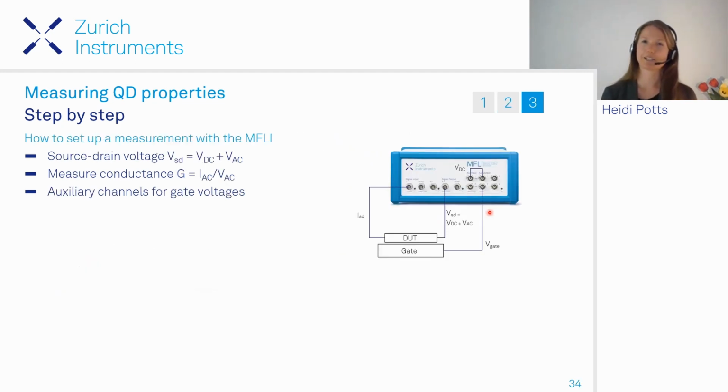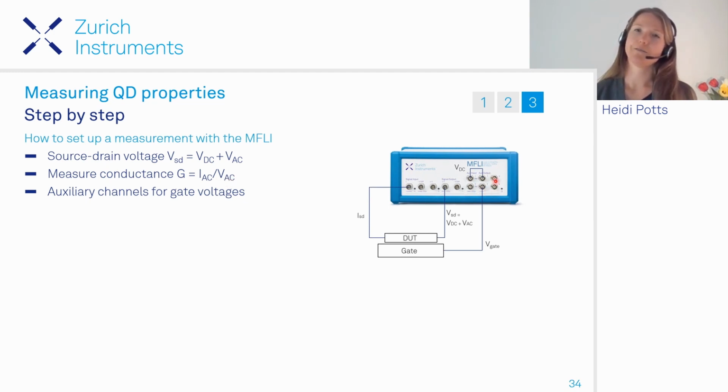In terms of measurement electronics, Jelena has already introduced it. Such a quantum dot measurement can actually be entirely done with the MFLI lock-in amplifier. So here's our device under test. It would be our quantum dot device, and we can apply a voltage to it and then measure the current. In this case, we would use a voltage that consists of a DC component and then a small AC component for the lock-in measurement. And then with the lock-in measurement, you can directly get the conductance as the ratio between the AC current and the AC voltage.